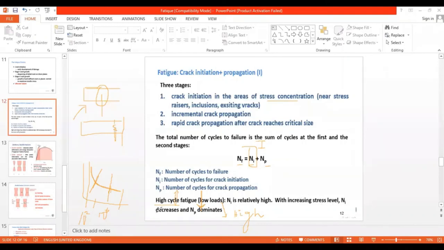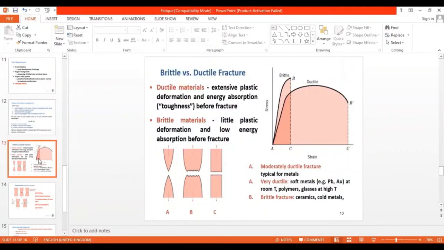Increasing stress level, Ni decreases and Np dominates. Dominate means it will increase. So the number of cycles for the initiation of the crack is low, but for the propagation, it is high. This is the phenomenon with the high cycle fatigue condition. Usually, the number of cycles to failure is the total of the cycles taken for propagation and initiation. Both combined give you the number of cycles for the occurrence of fatigue, right?